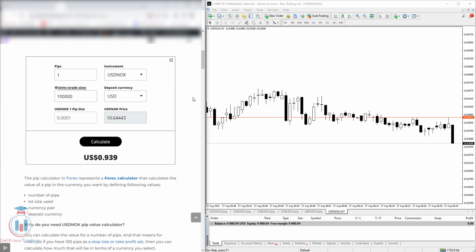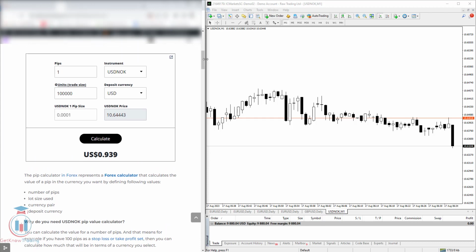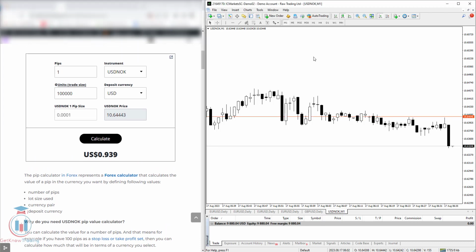In this video lesson, I will show you how to use a Pip value calculator for the US dollar against Norwegian currency. Here you can see the Pip value calculator, and also below that you have an explanation how to use this calculator with the examples. On the right side you have a trading platform where I will show you one trading example by using this Pip value calculator. The link for this Pip value calculator will be below in the description, so you can easily click and go to the article and also use the Pip value calculator.